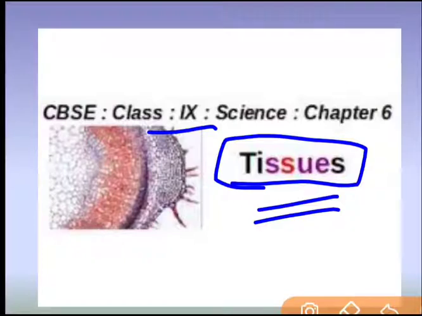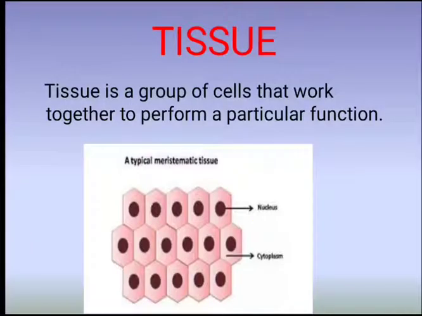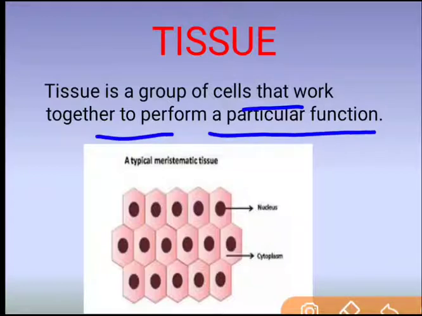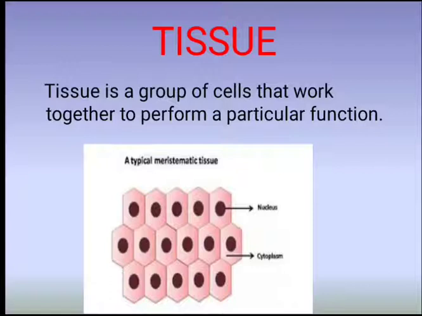Tissues are actually a group of cells, a combination of cells that combine together to perform a particular function. Or you can say, when similar types of cells combine and perform a particular function, that is known as tissue. So tissue is a group of cells that work together to perform a particular function, meaning they are doing a special function.